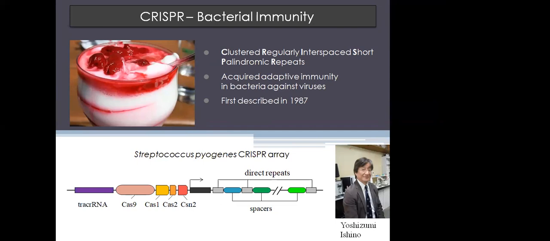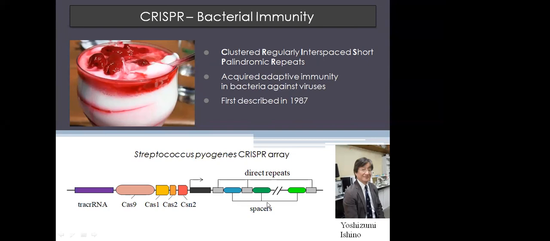So that's why there is the word clustered regularly interspaced short palindromic repeats. Repeats mean there is a certain region which is repeating itself after some distance. But they ignored this discovery.